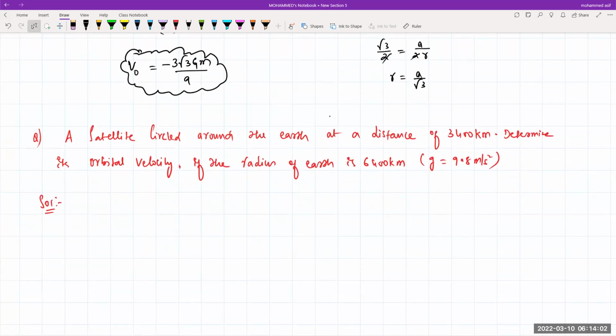The satellite is circling around the Earth. This is your Earth, with its radius, and we are having a small satellite here right now. The satellite is revolving around this.